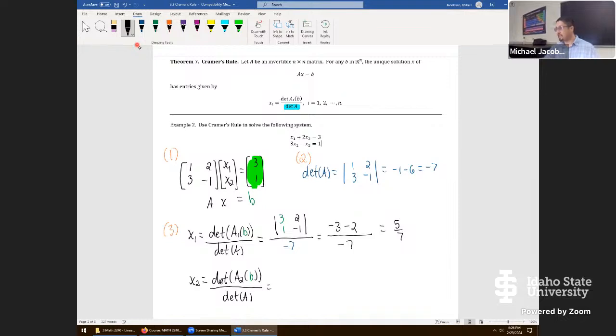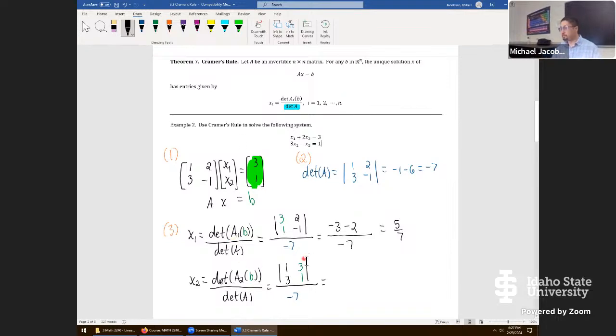Divide by determinant of A. And so now, like before, negative 7 down in the denominator. For A2B, that implies insert into column 2 right here the vector B, 3, 1. And then just use the original column 1 for matrix A. It was 1, 3.